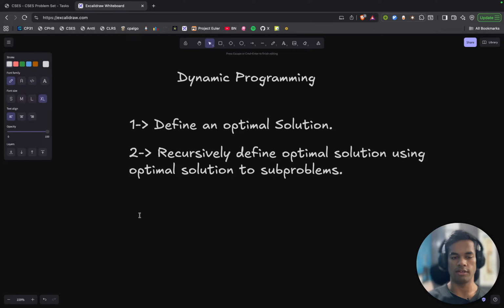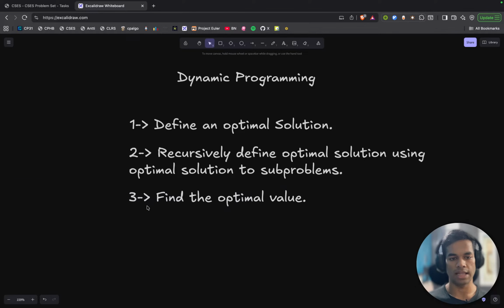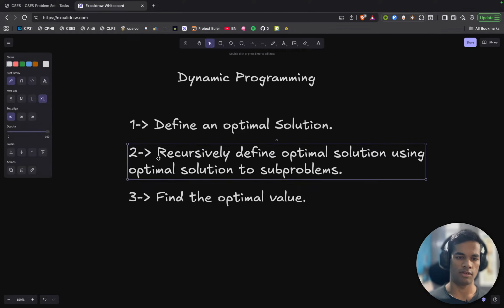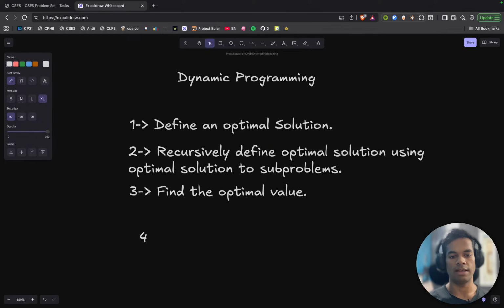And then there is the third step, which is like most of the times the last step, and that is find the optimal value for the answer. So in most of the questions, second and third, these are the steps that we have to do. But in some questions, we also have to return the optimal solution which gave this optimal value. So construct a optimal solution.